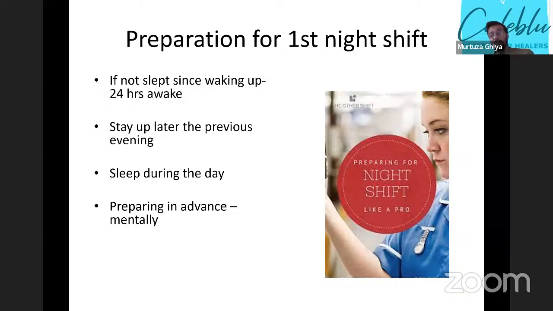Always prepare in advance mentally for the night shift. Most people hate night shifts. To be honest, I've hated night shifts. They are busy, they're chaotic. You don't feel very comfortable working at an unearthly hour. But then there's no point repeating these negatives about night shift to yourself.